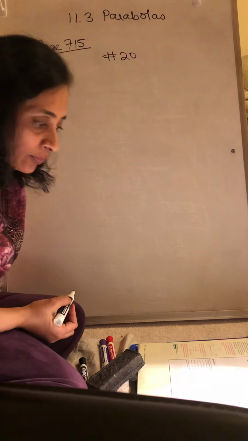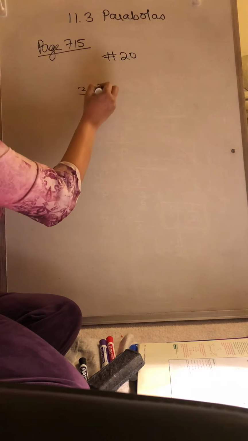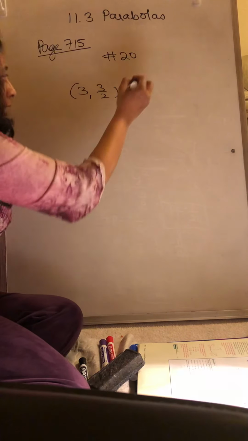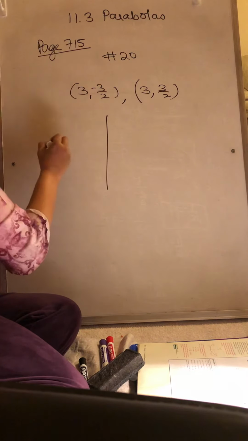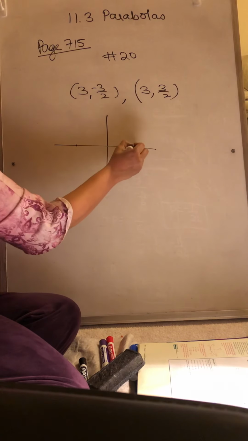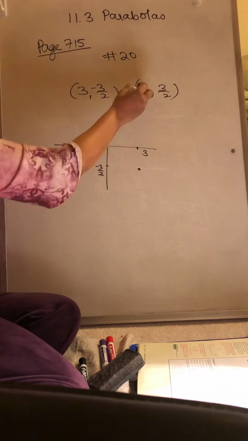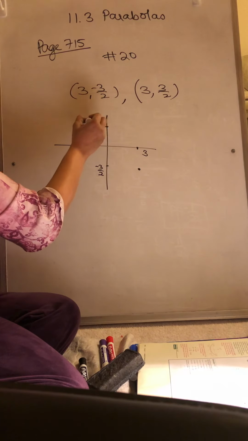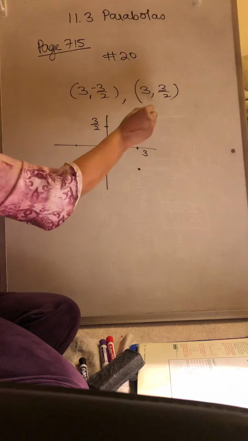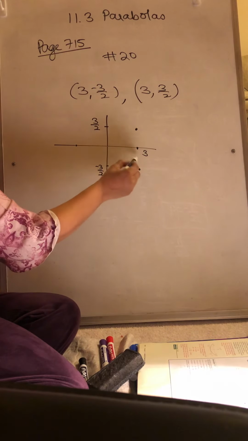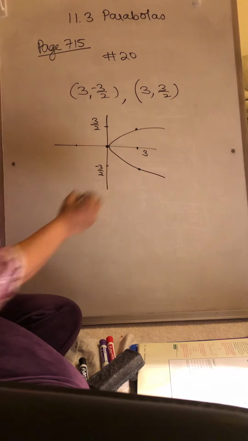Let's do problem 20. They ask to find the equation of the parabola with vertex at the origin passing through the two given points, 3, negative 3 over 2 and 3, 3 over 2. So if you graph this, where is this going to be? X is 3, y is negative 3 over 2. So this is one point. The other point is x is 3 and y is 3 over 2. Now what parabola can pass through these 2 points? Can it be up? Can it be left? Can it be down? It has to be a right one because the origin is also here, right? So these 3 points mean your parabola has to be this parabola.